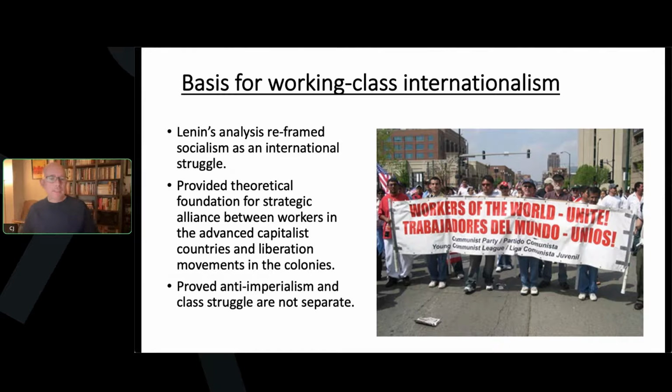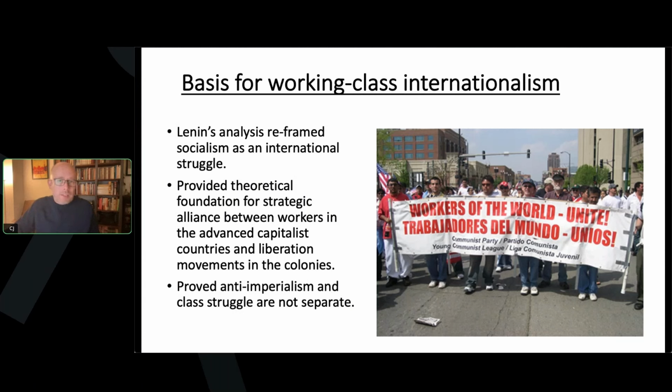So Lenin's analysis, as we said, really provides the foundation for that strategic alliance between workers everywhere, together with the liberation movements. It's a unity that was at the very base of the Communist International and many of those anti-colonial revolutions that came in the 20th century. So the final takeaway is that what Lenin proved was that anti-imperialism and class struggle are not separate things. They're the same fight on different fronts.